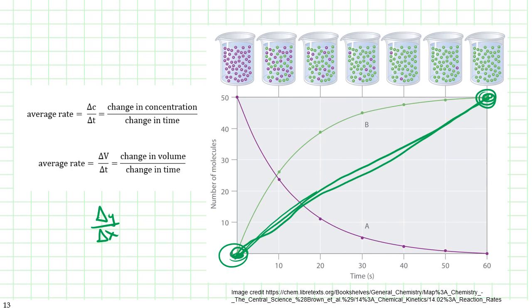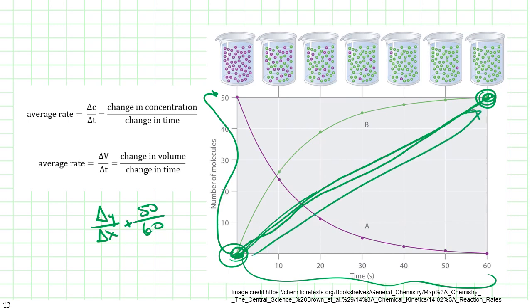And so delta y is going to be, looks like 50, delta x is going to be 60, and so this would be a positive rate of reaction because I'm increasing the amount of product. I could do the same thing with my reactant, and I would have the same number, but it would be a decrease, a negative slope instead.